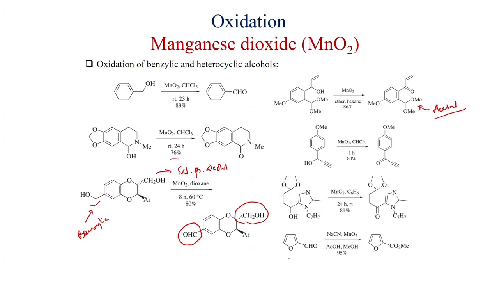And here furfural is used as the starting material, and under this Corey, Gilman, Ganem reaction, with sodium cyanide, MnO2, acetic acid, methanol, it gives the furan ester in very high yield, 95% yield.